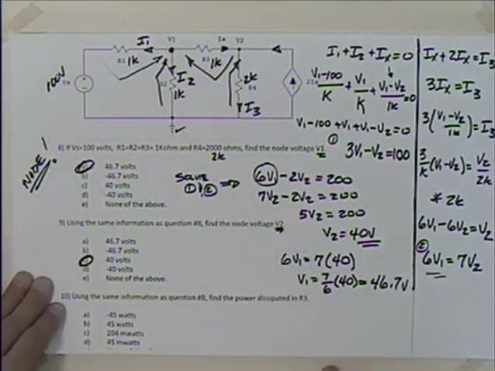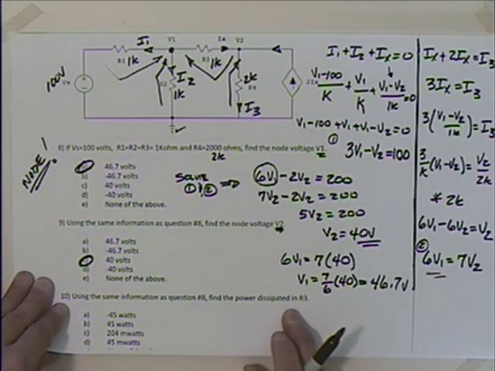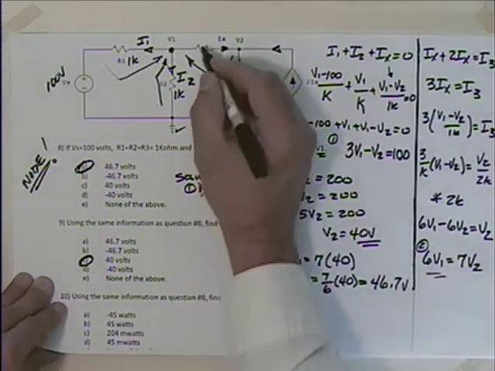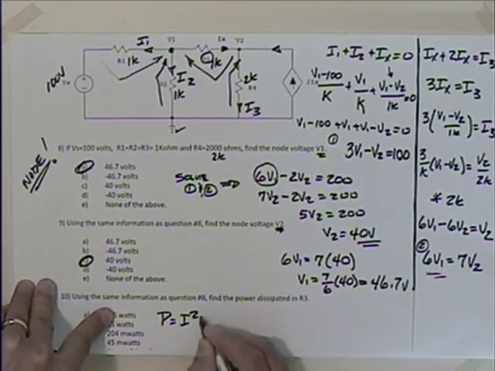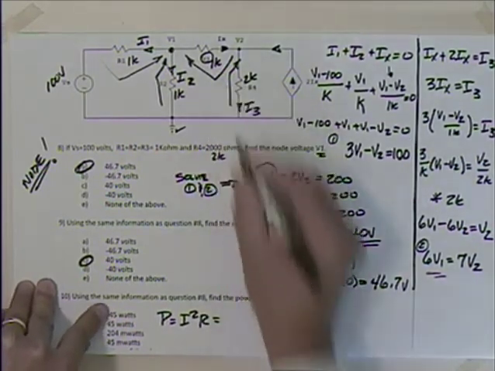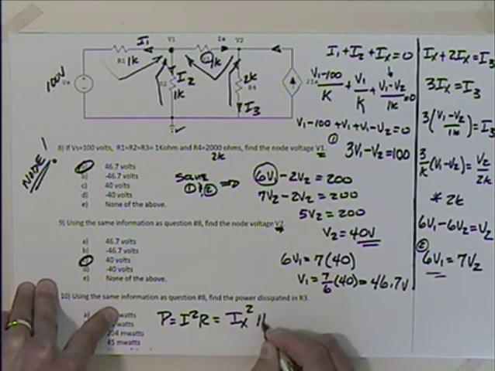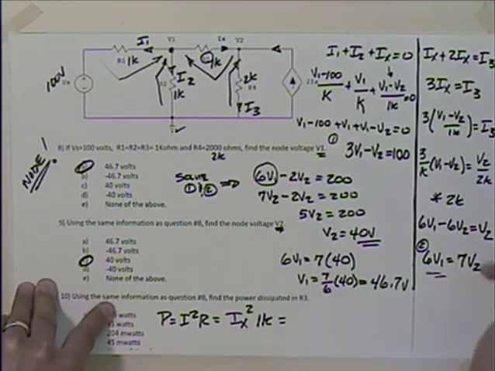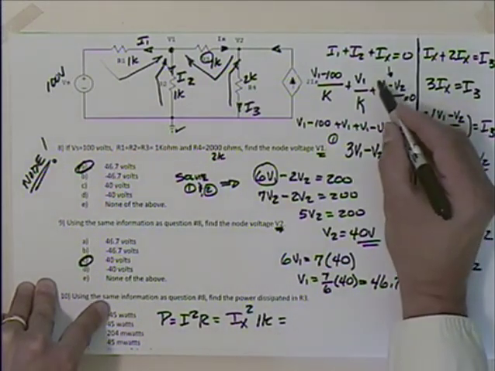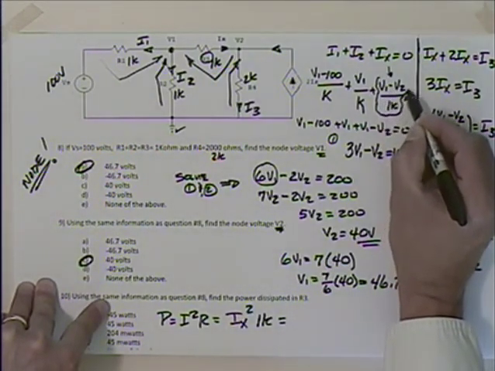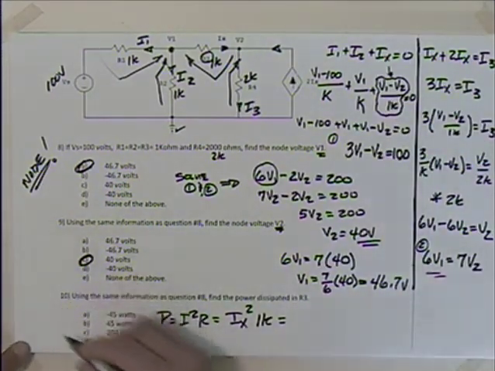Good. So now using the same information as question 8, find the power dissipated in R3. R3. So I'm looking for the power in there. A good way to get power is I squared R, right? What's I? That's Ix. So I'd say this is Ix squared times 1K. Do we have Ix? Well, Ix is this thing right here, isn't it? So grab me a little space over here.